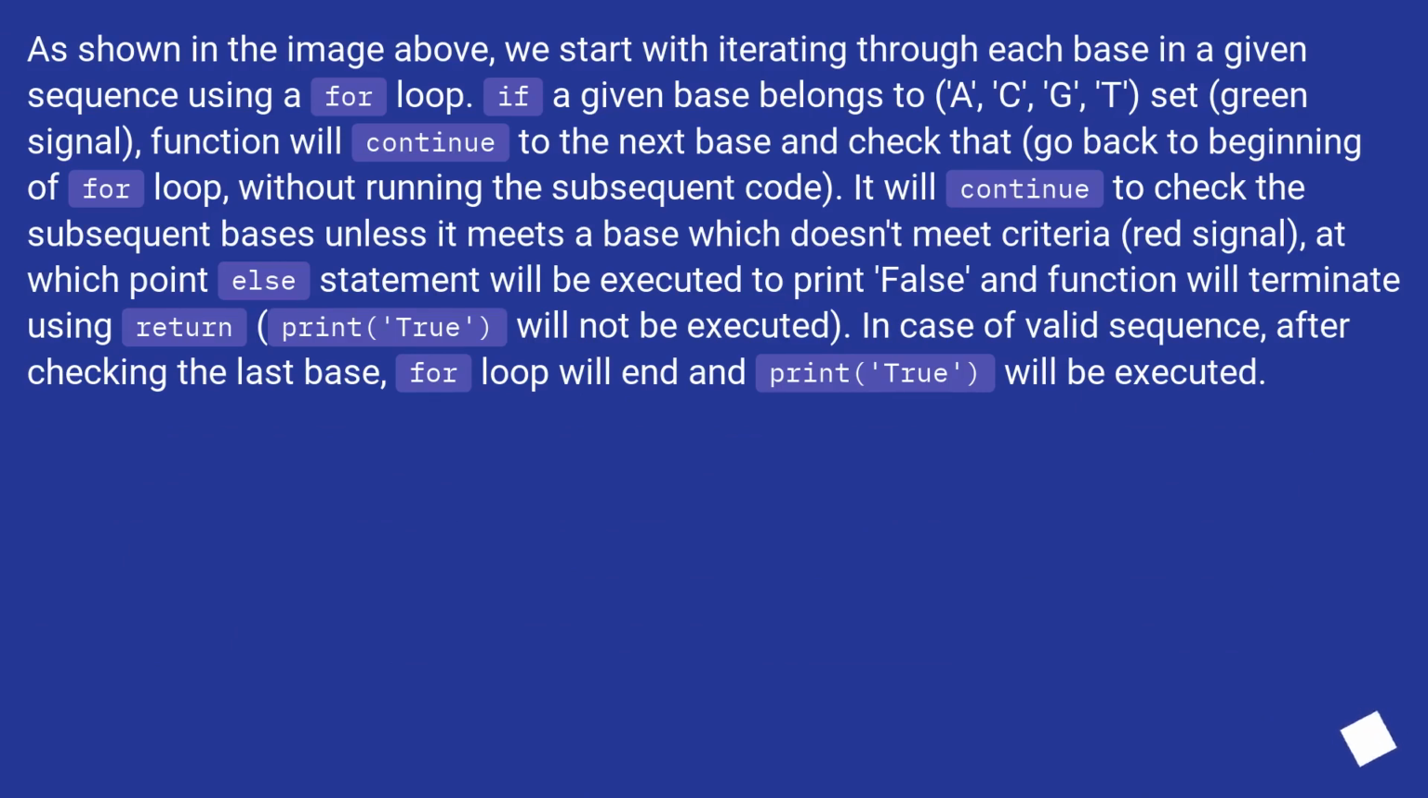It will continue to check the subsequent bases unless it meets a base which doesn't meet the criteria, red signal, at which point the else statement will be executed to print false and the function will terminate using return, print true will not be executed. In case of a valid sequence, after checking the last base, the for loop will end and print true will be executed.